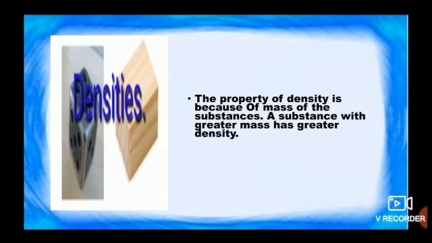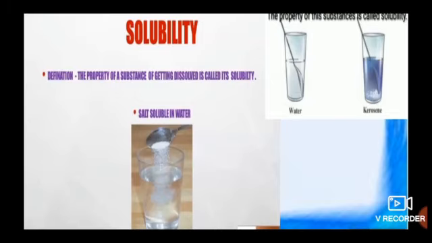The mass of different substances having the same volume can be different. This difference is because of the difference in their densities between substances of the same volume. The ones with a greater density are heavier than those of lesser density. The property of density is because of the mass of the substances. A substance with a greater mass has a greater density.